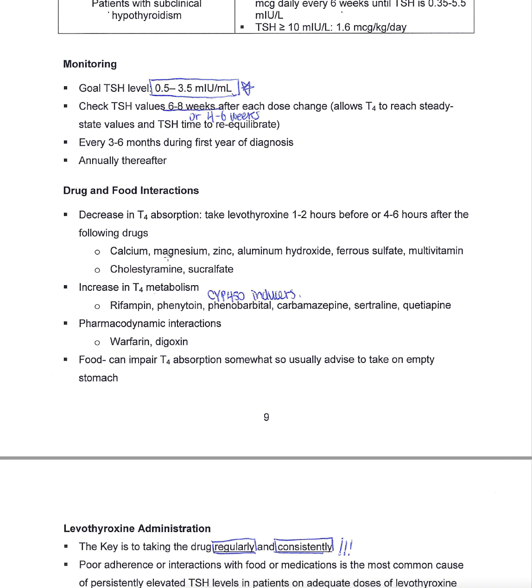So the main ones: calcium, magnesium, zinc, aluminum, iron, and any multivitamin that contains any of these vitamins and minerals, they have to be taken either 1 to 2 hours after taking levothyroxine or 4 to 6 hours before taking it. And also cholestyramine and sucralfate can also bind to levothyroxine and delay the absorption, so they also have to follow the same rule.